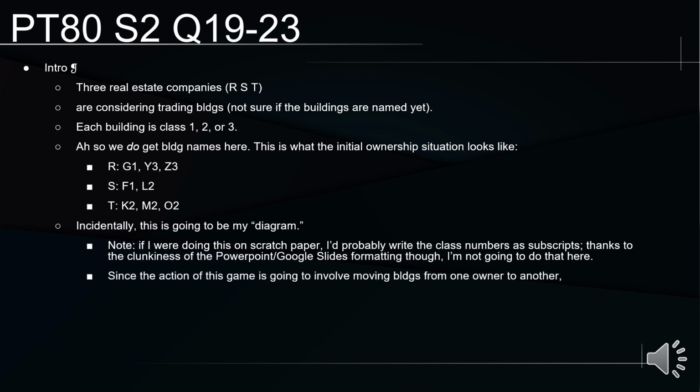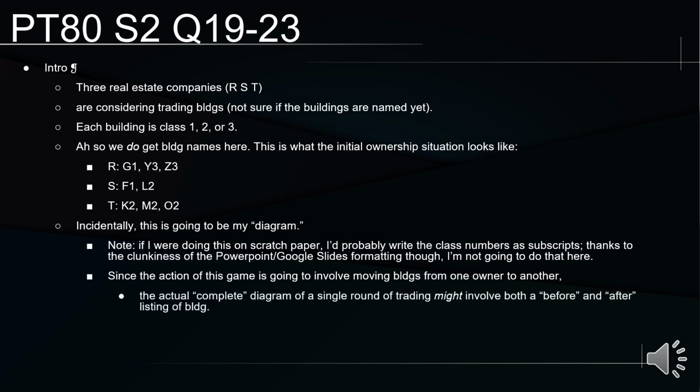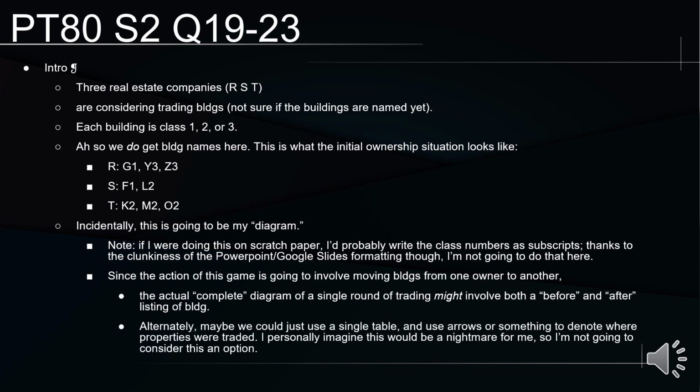And also, since the action of this game is going to involve moving buildings from one owner to another, the actual complete diagram of a single round of trading might involve both a before scenario and an after scenario listing of the buildings. Alternately, we may use just a single table and then use arrows or something else to denote where properties are traded, but I personally imagine this would be something of a nightmare for me organizationally, so I'm not going to consider this option. It's just not how I am wired to think of this thing.